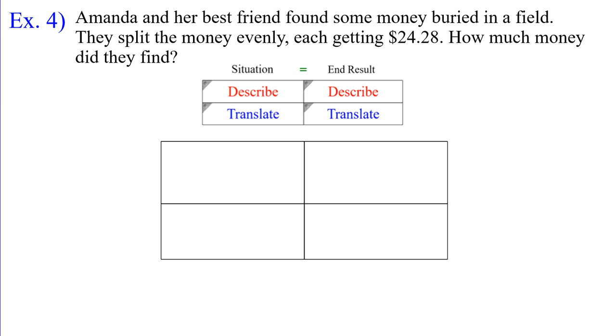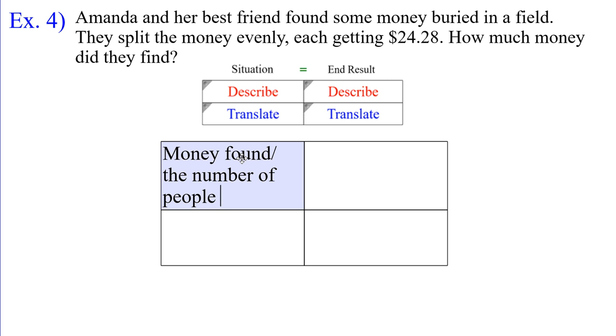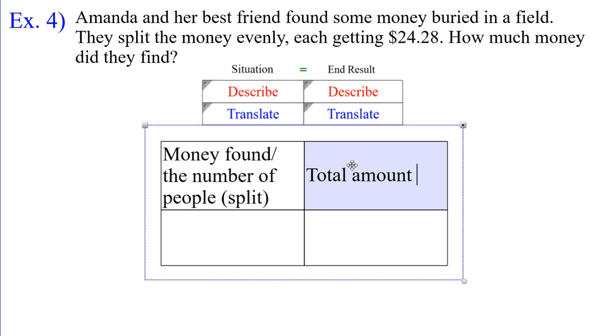Here's one more. Amanda and her best friend found some money buried in a field. They split the money evenly, each getting $24.28. How much money did they find? Basically, in this box it's going to be money found. Then we're going to divide it by the number of people for the split, because they have to split the money. Then over here, we're going to write the total amount each person gets.